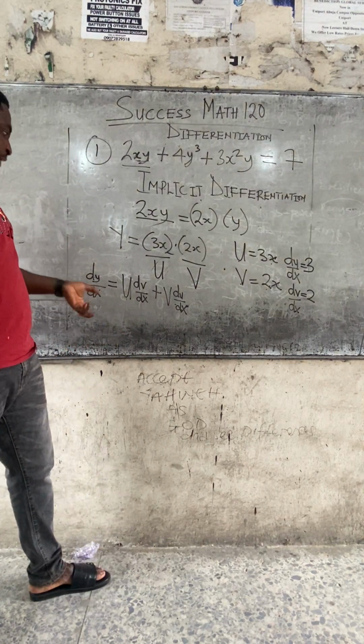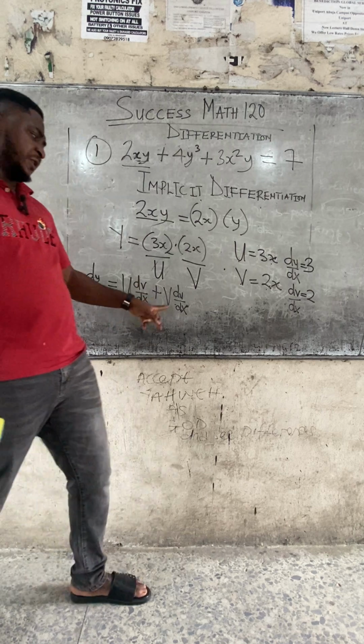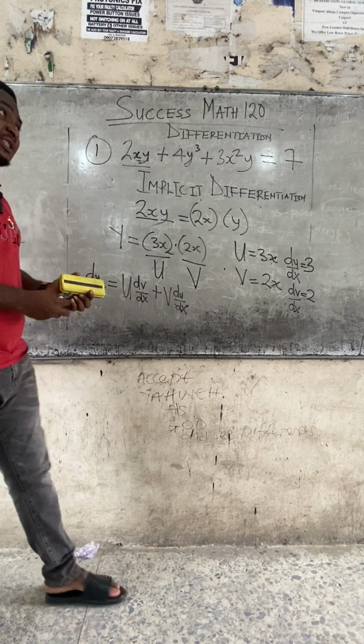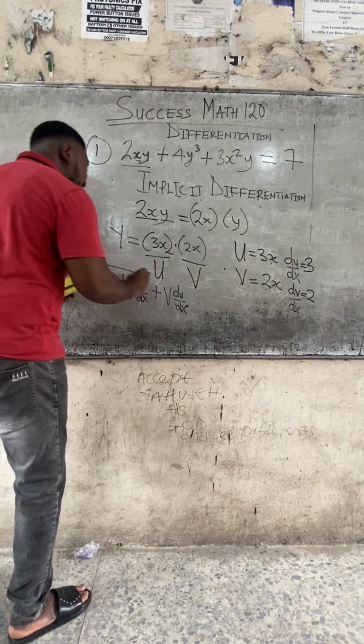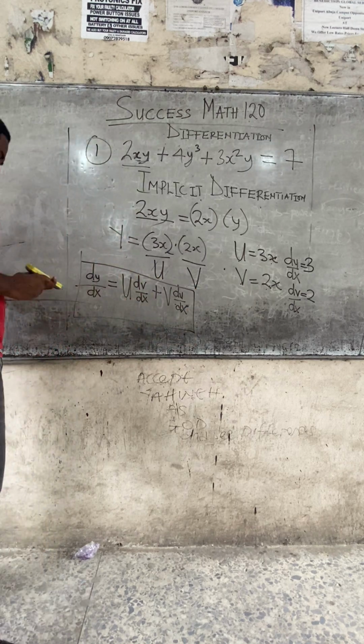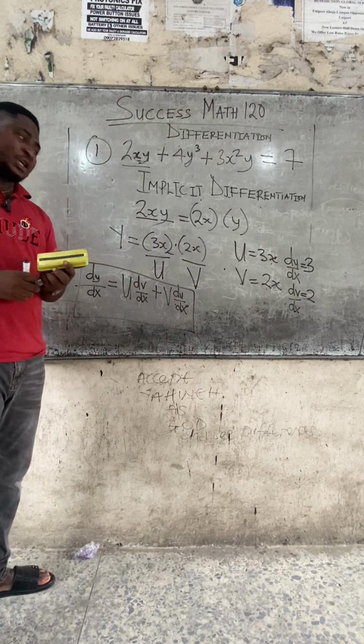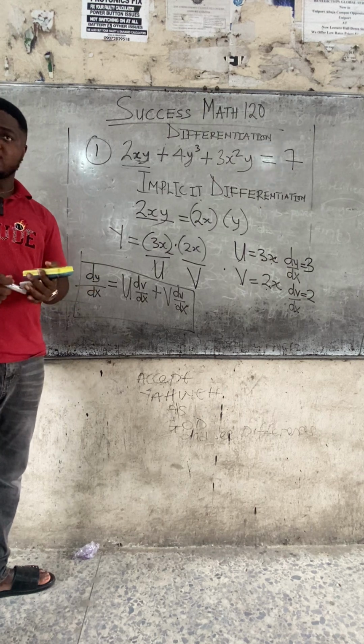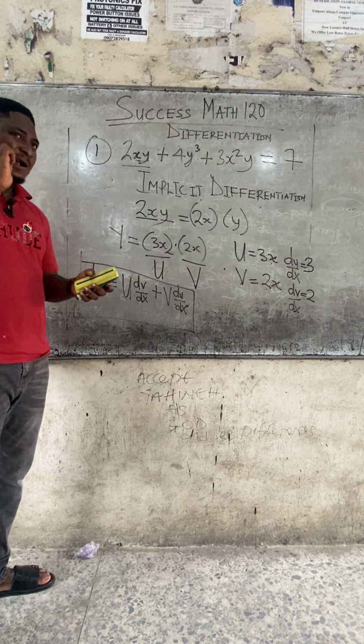Class, dy/dx equals u dv/dx plus v du/dx. This is the product rule formula. Class, you will not be given this in the exam. You should know it before you enter the exam hall. dy/dx equals u dv/dx plus v du/dx.